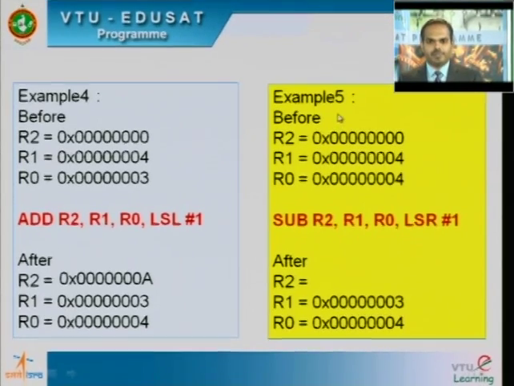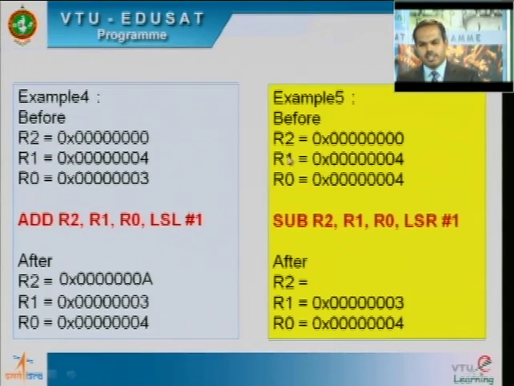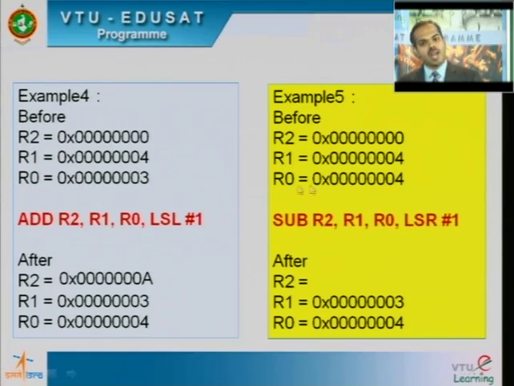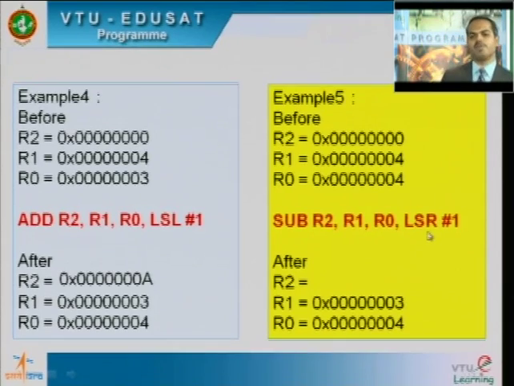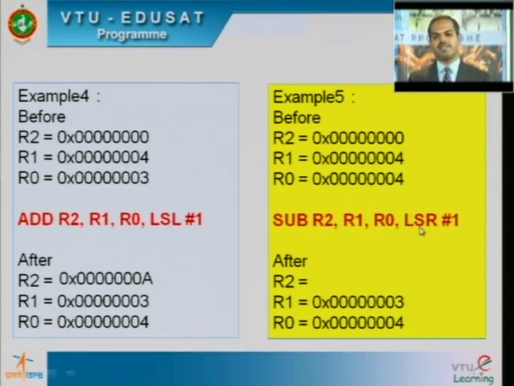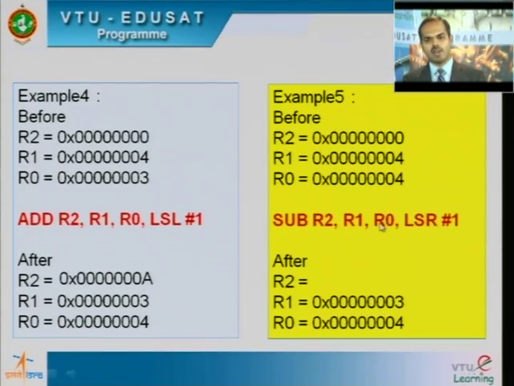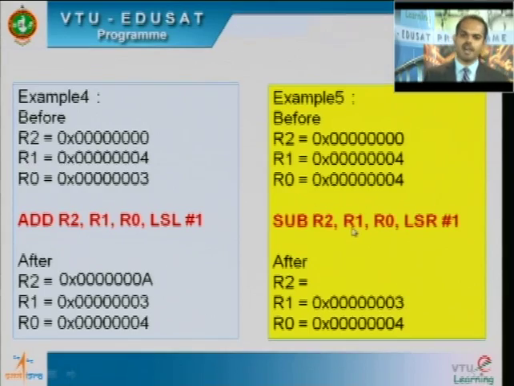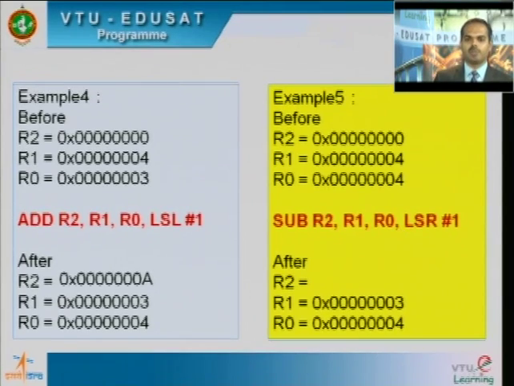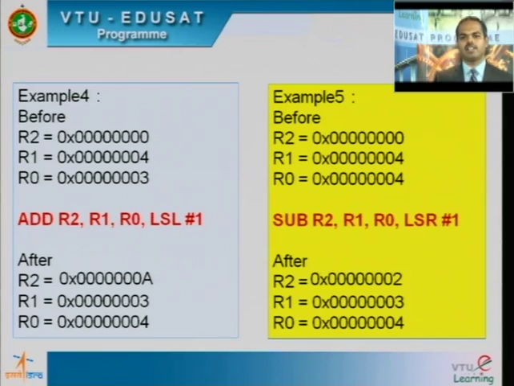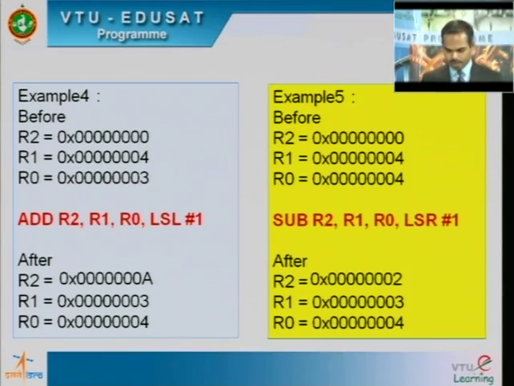Now example 5. Again, this is a slight change. R2 is 0, R1 is 4, R0 is also 4. SUB R2, R1, R0, LSR #1. This time it is a logical shift right by 1 position. Logical shift right by one position is divide by 2. So the R0 content, that is 4, divided by 2 will give you 2 as a result. That 2 has to be subtracted from R1. R1 minus 2 is the result that is stored in R2. Right? Can you guess the result? Just a 2. Done.